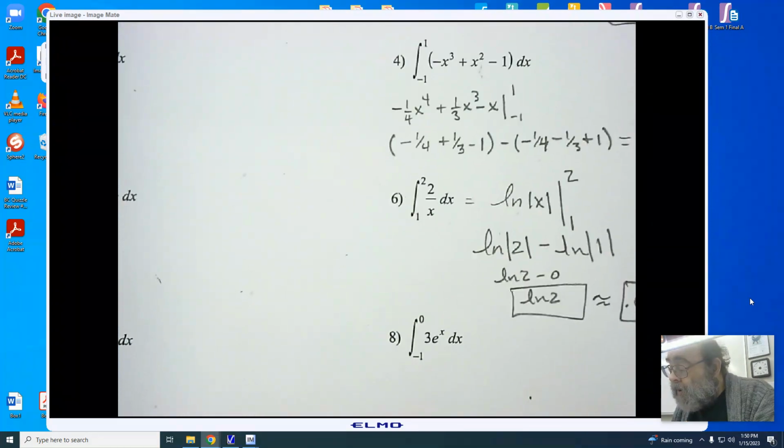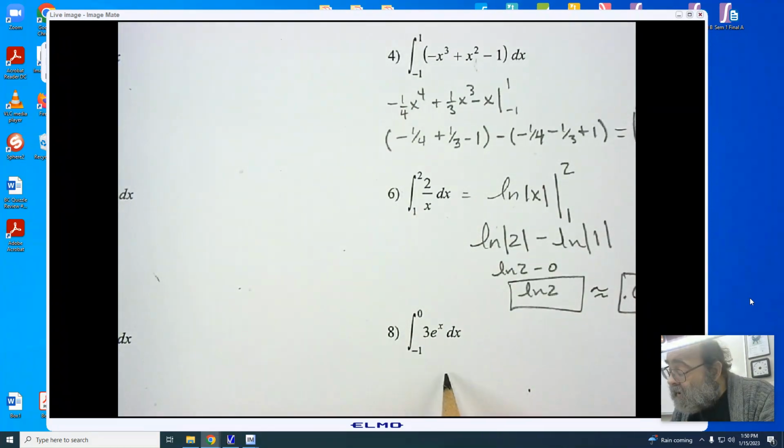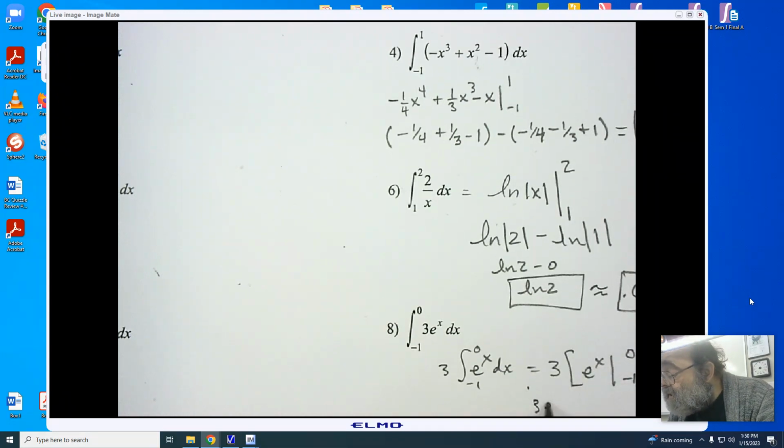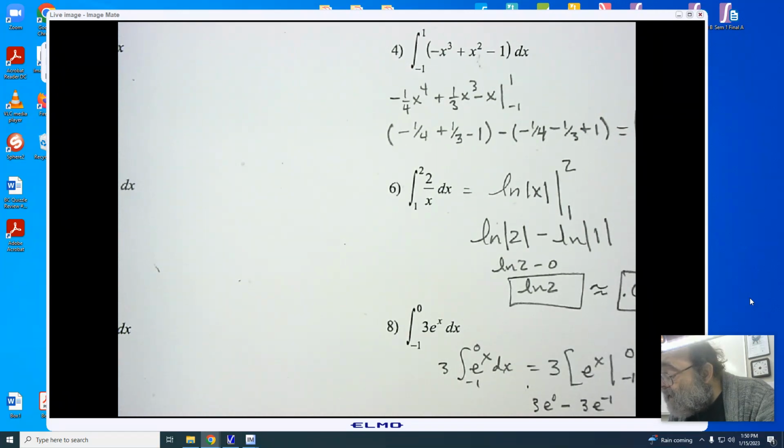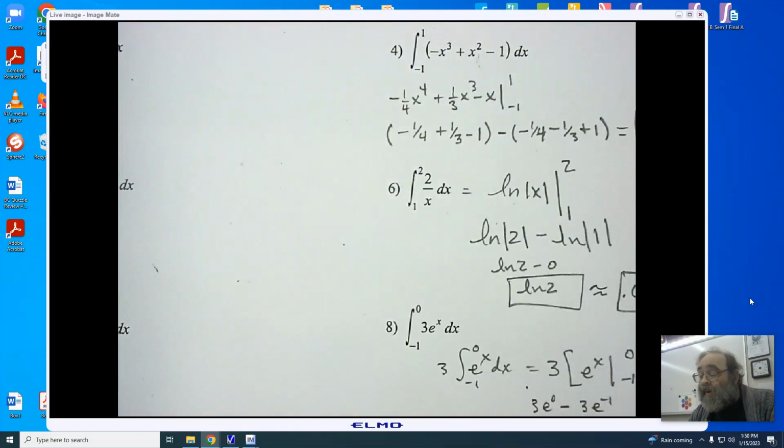Number 8. Number 8 is now using my rule for e to the x. So we're bringing out our 3. Notice I have e to the x from negative 1 to 0 dx. This is 3 e to the x from negative 1 to 0. That gives me 3 e to the 0 power minus 3 e to the negative 1, and that's 3 minus 3 over e. So if you wish to simplify it, it's 3e minus 3, or it's 3 times e minus 1, and this is all over e. Now you can find that decimal following the same pattern that we've already seen.